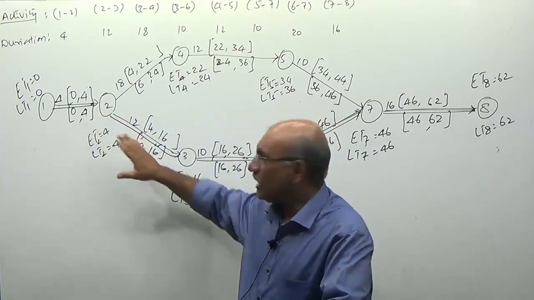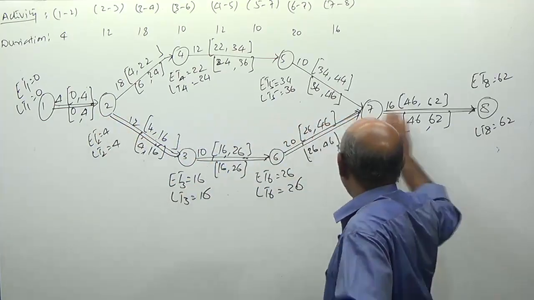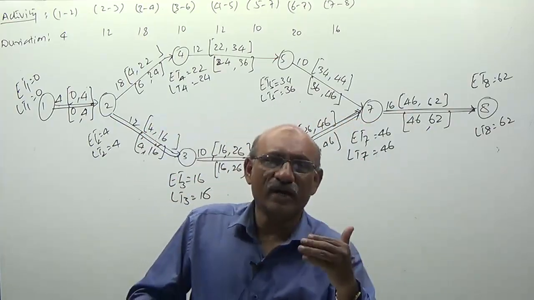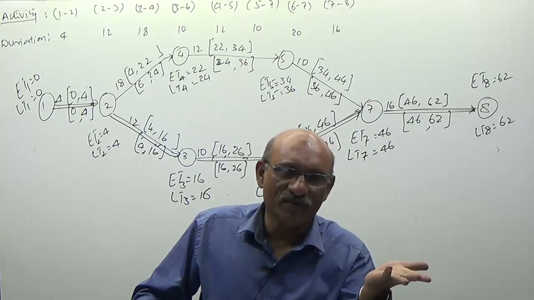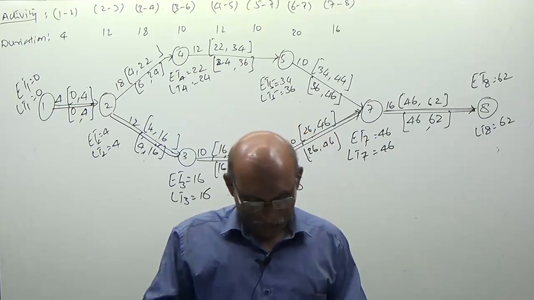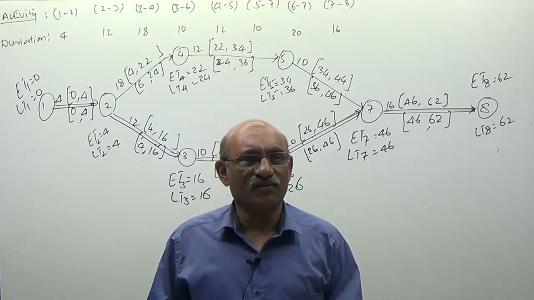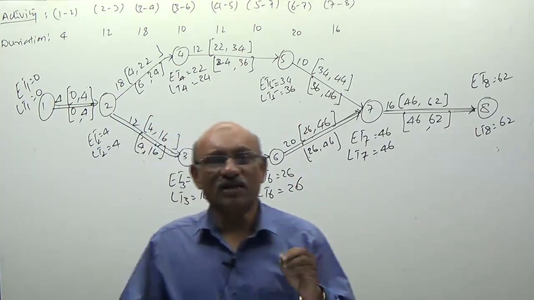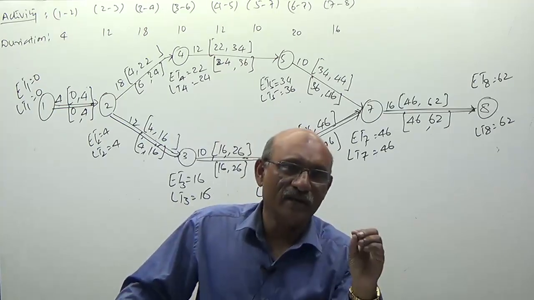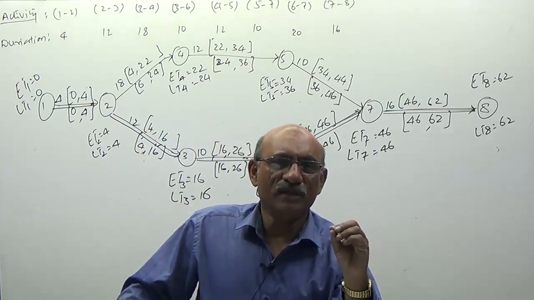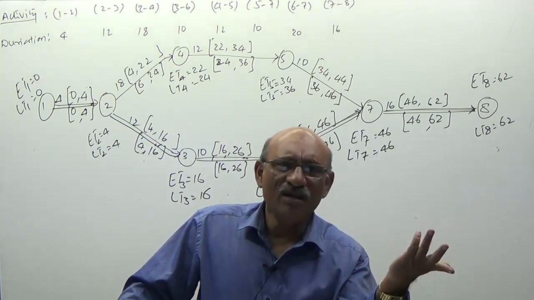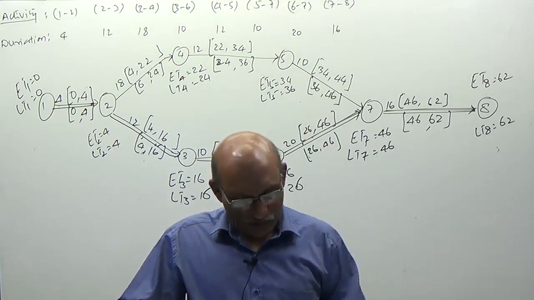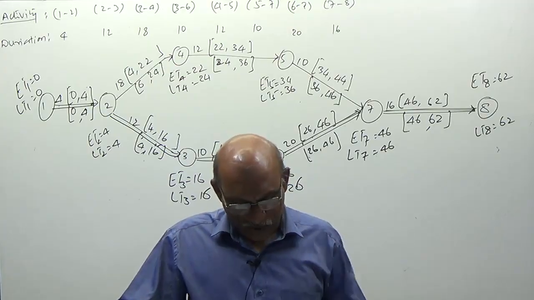What instructions are you giving? Complete the critical path first. Once the critical path is completed, then we concentrate on the non-critical path activities. This is the importance of the critical path. If the completion time of the critical path is delayed by even 1 day, the project completion time is also delayed by the same number of days. No float is available for critical path activities. Okay, sir?